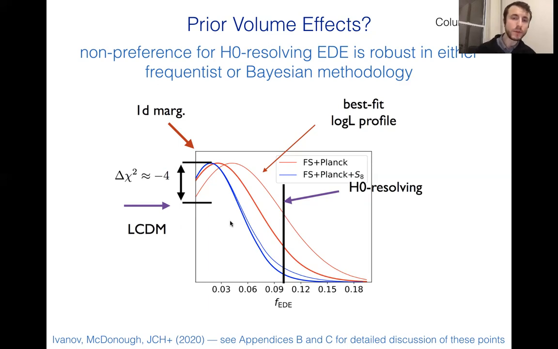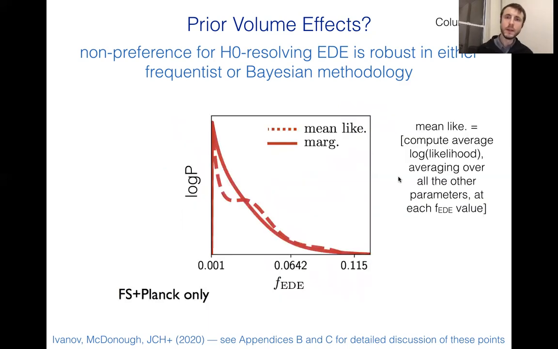However, one might ask, how tuned are those parameters? The way to look at that is to look at the mean likelihood profile. So that's what's done here. What we do here is, for each value of f_EDE, we take the samples from the MCMC chains and then compute the averaged log likelihood profile, averaging over all the other parameters. So this basically says, on average, how much is the chi-squared improved by this additional component.